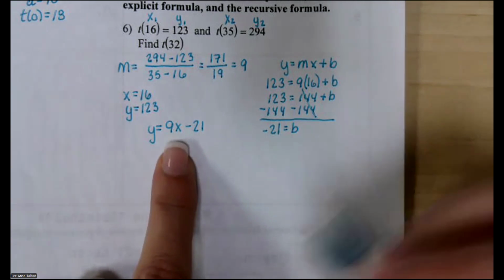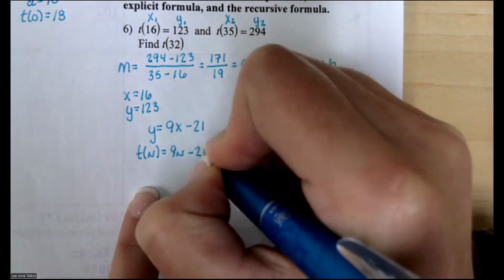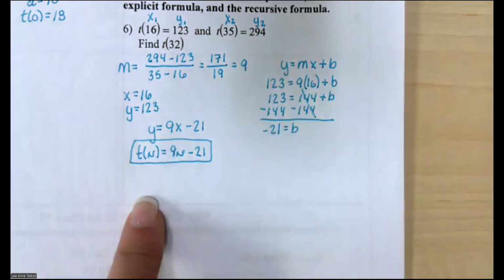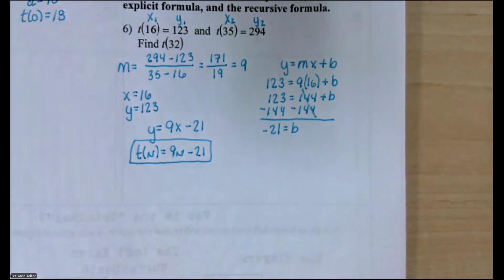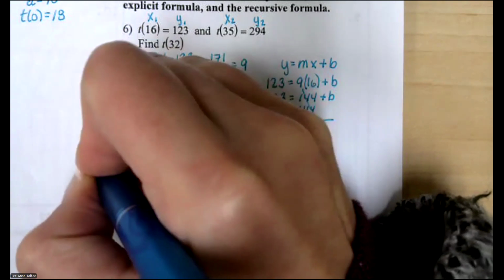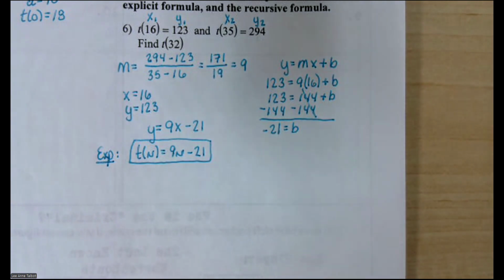Okay, now what I'm going to do is take this and change it to be a sequence, which is my explicit. Does anybody remember how to find the terms of a sequence when you have the formula? Does anybody remember what I did?